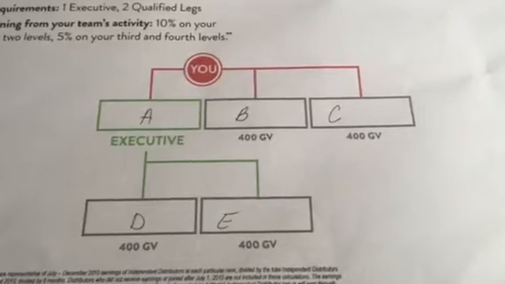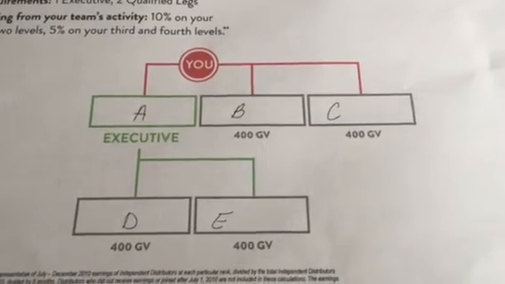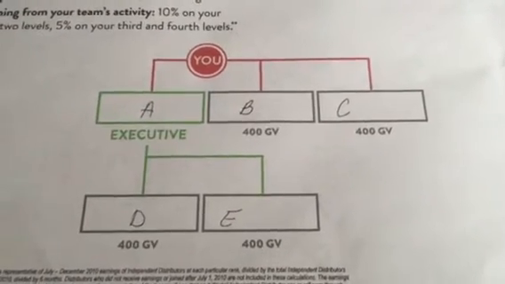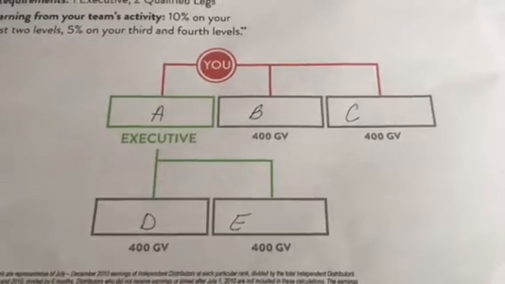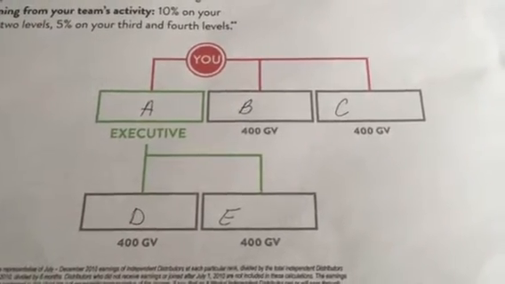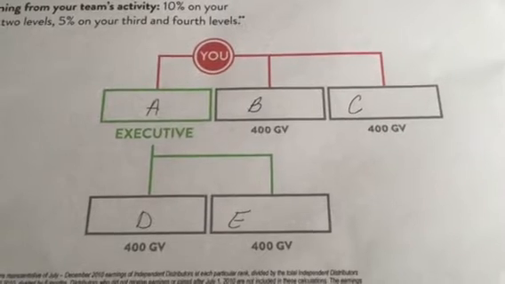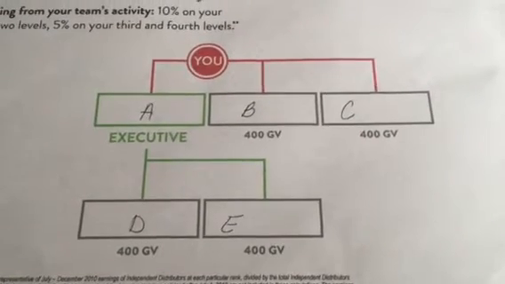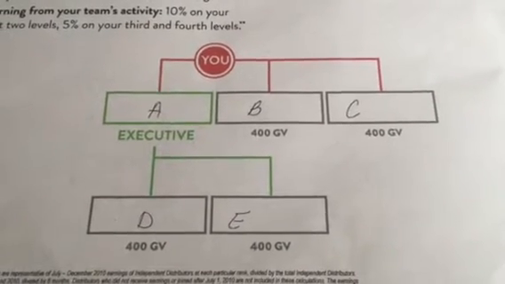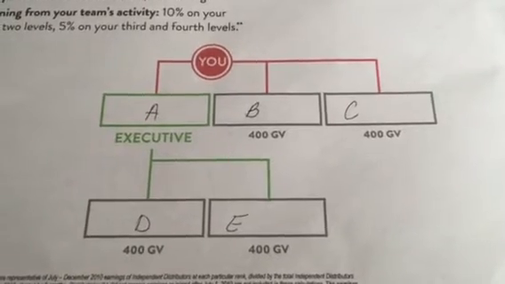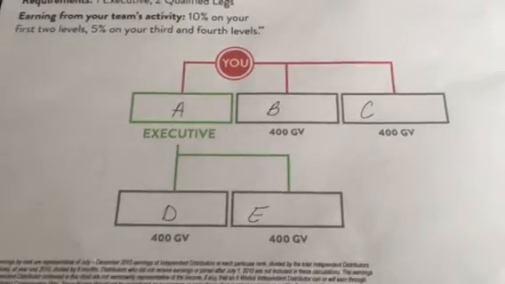Now, here's a little tip from somebody who is a top income earner. I am going to challenge you guys to sign all 5 of these distributors yourself. Why? Because as an enroller, you make an extra 5% on every distributor you personally enroll. So that is your goal, is to sign all of these people yourself.